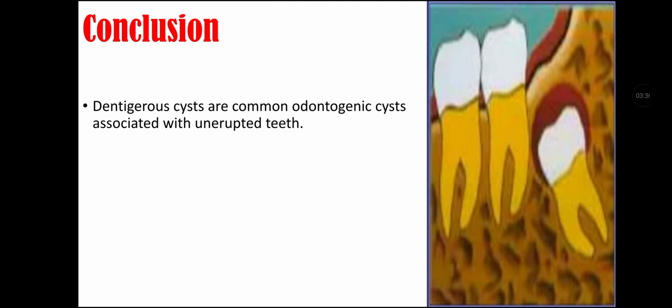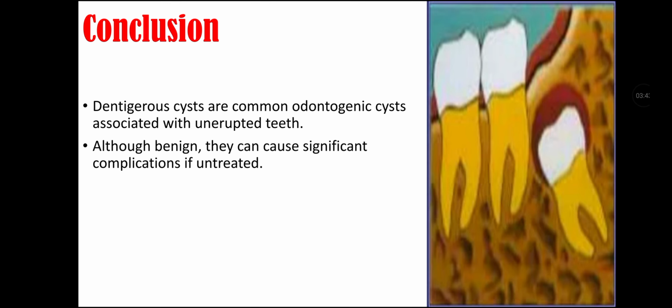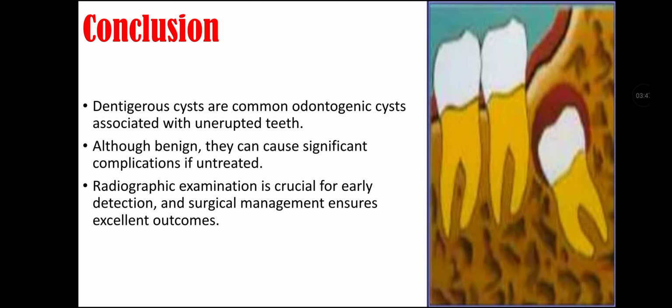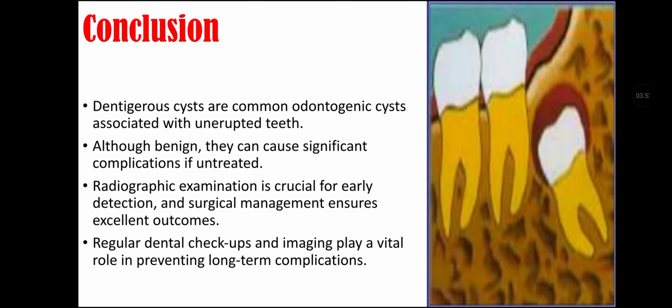Conclusion of this lecture video. Dentigerous cysts are common odontogenic cysts that are associated with unerupted teeth. Although benign, they can cause significant complications if untreated. Radiographic examination is crucial for early detection, and surgical management ensures excellent outcomes. Regular dental checkups and imaging play a vital role in preventing long-term complications.